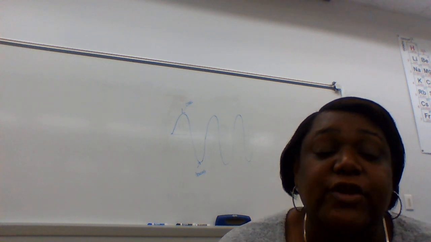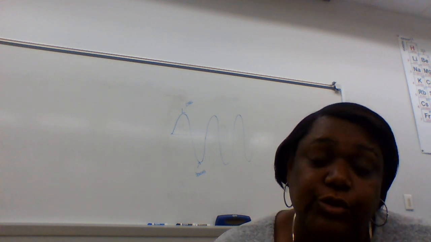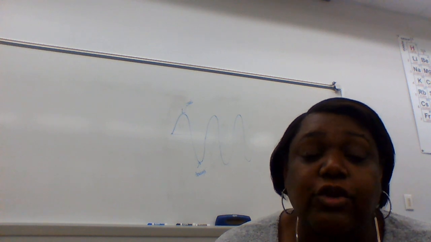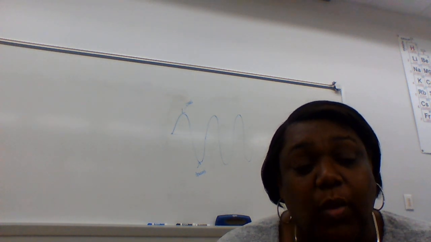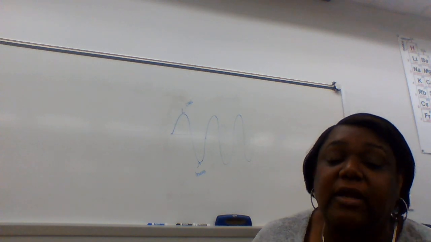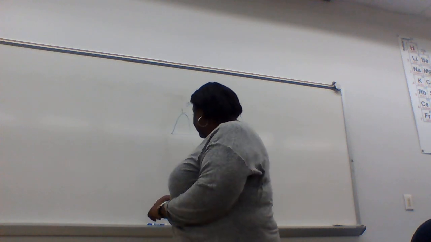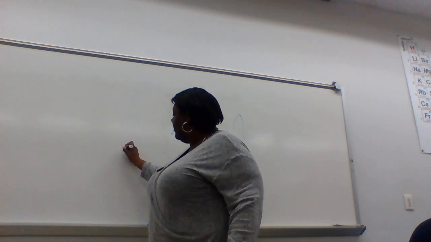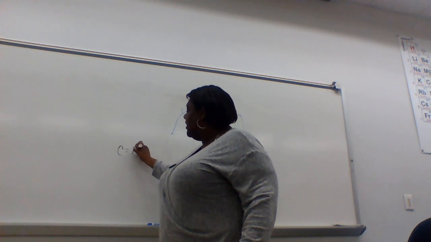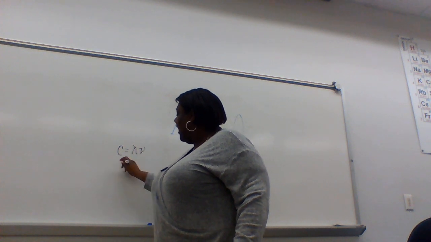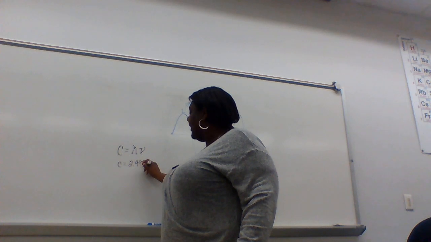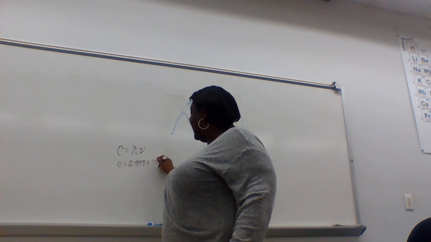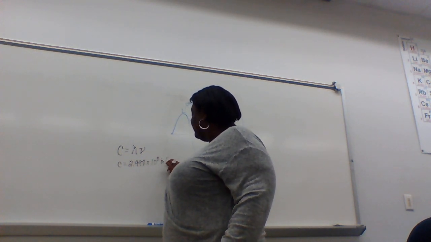And so if I give you the wavelength, you should be able to find the frequency, or if I give you the frequency, you should be able to find the wavelength. That is because in that expression, c is a constant. So c equals lambda nu. The value that your textbook uses for c is 2.998 times 10 to the 8th meters per second.